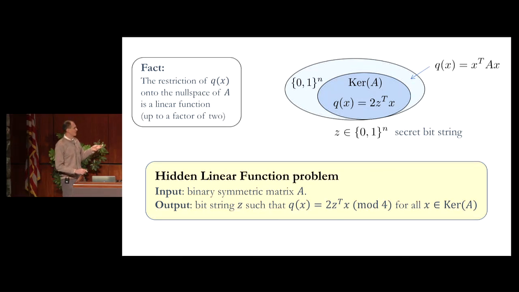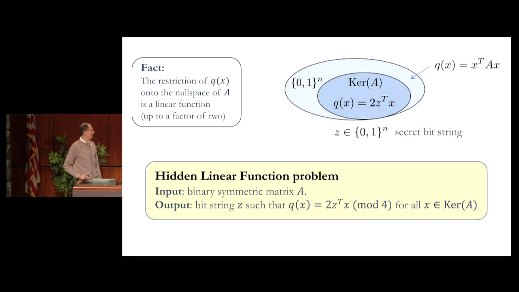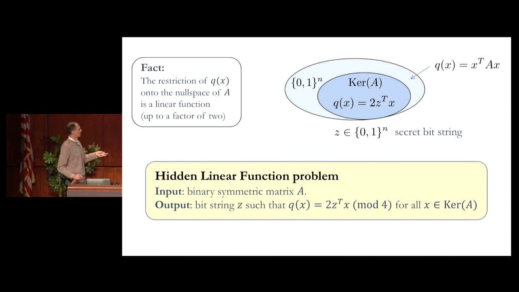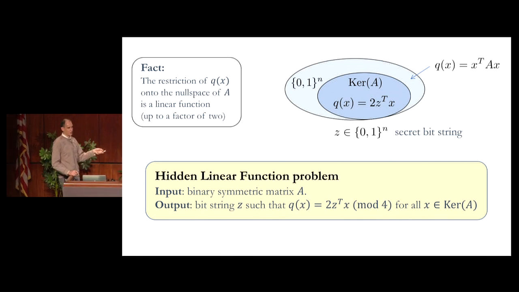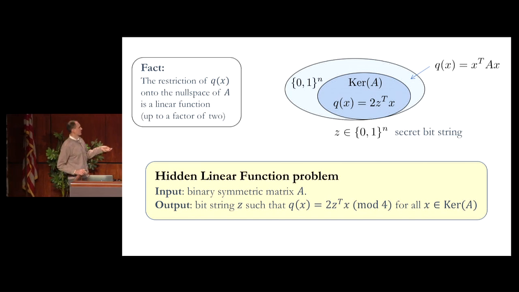The problem I'm going to consider is defined as follows. The input of the problem is a binary symmetric matrix A of some size n. The output is just this secret bit string z. We ask that if we restrict this quadratic form to the null space of A, then it coincides with this linear function, just the inner product between x and the secret string z. This is the problem that I'm going to consider.